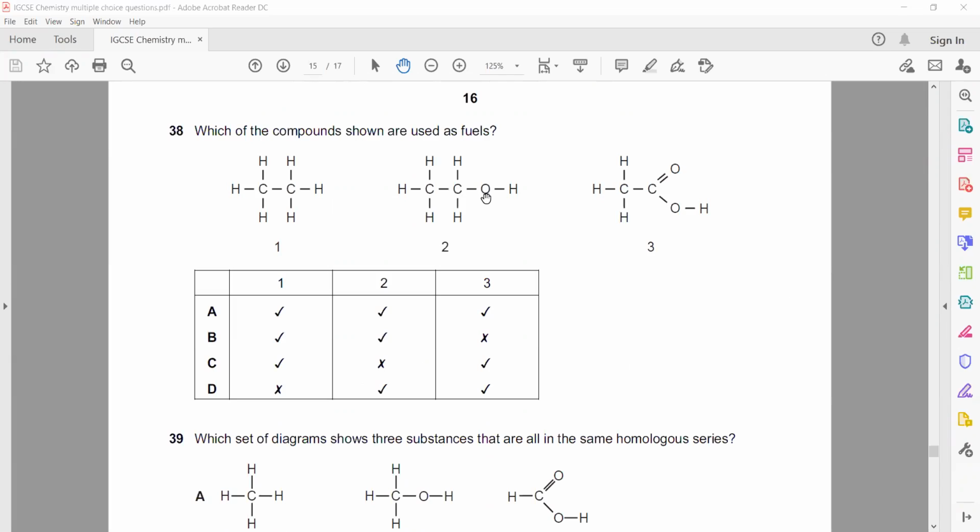Which of the compounds shown are used as a fuel? Alkanes can be used as a fuel, alkenes, alcohols too, but carboxylic acids are aqueous. To use something as a fuel, you have to burn it. So carboxylic acids, as they're aqueous, you cannot burn them. That's why the first one, which is alkane, can be used as a fuel, alcohol can be used, but carboxylic acids are not used as a fuel.